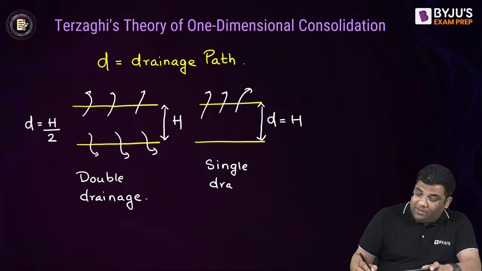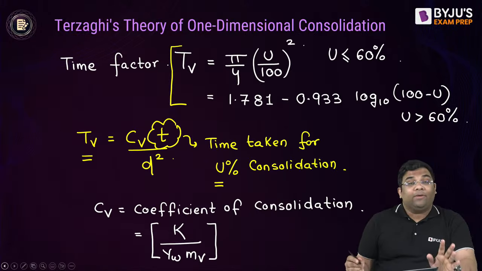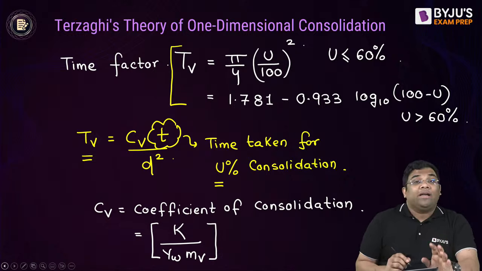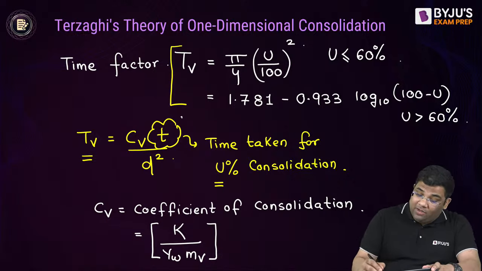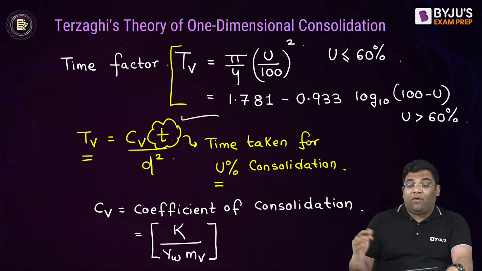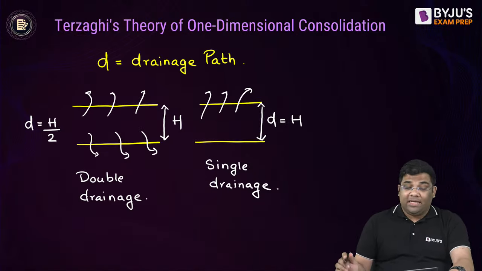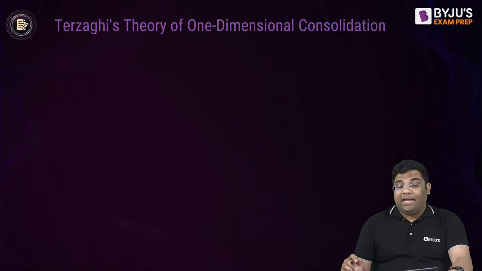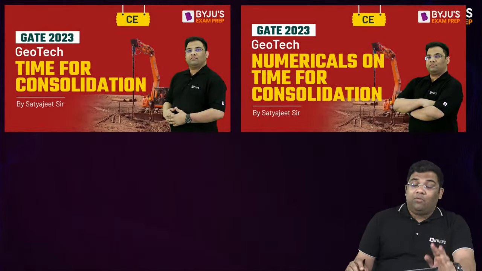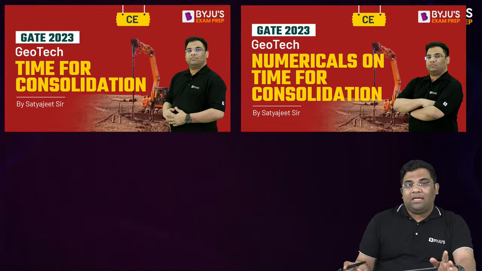Okay. So here we can find out the drainage path D. We also saw the equation for CV. Now we saw how to find out TV. And from there I can find out the time taken for consolidation. Okay, so these are the formulas related to time taken for consolidation as per Terzaghi's theory of one-dimensional consolidation. Now, I have taught that in detail. Here we are only discussing the formulas, okay?